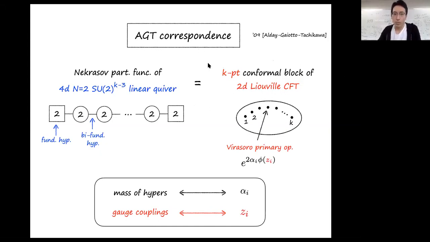And the AGT correspondence states that these two quantities are identical under some identification of parameters in four dimensions and two dimensions. For example, the mass parameters of these hypermultiplets in four dimensions are basically related to these alphas in the Liouville momenta. And the gauge couplings of these gauge groups are related to the zs, which are the locations of these punctures, or the complex structure of the Riemann surface. So this is the AGT correspondence.